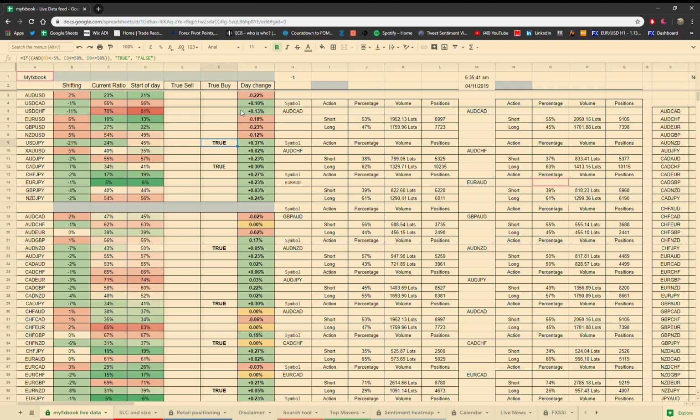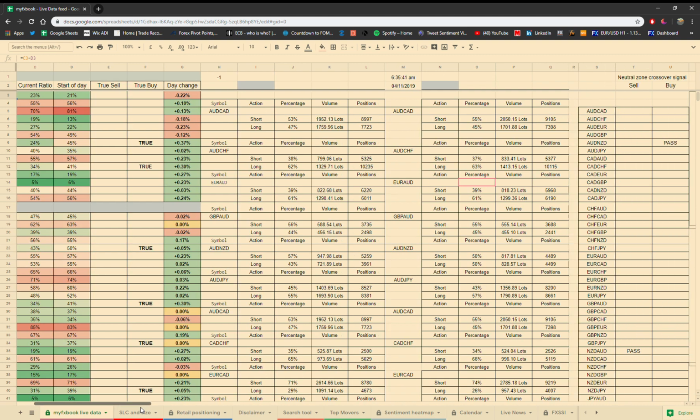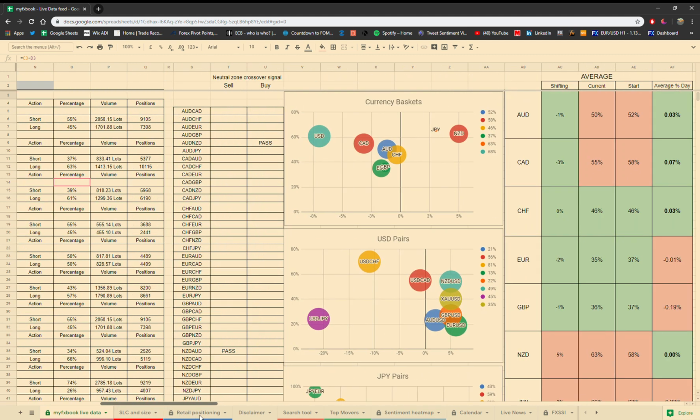I've taken you through how the shifting across time is measured: real-time data and snapshot data, and the difference is your shifting. So that's that. Next, the negative neutral zone crossover signal. This is when it crosses the 50% line that divides the majority and the minority. This tells us an impending price change is on the horizon. So we'd look to potentially buy the Australian dollar Kiwi, not now because it's just crossing over the 50% line.